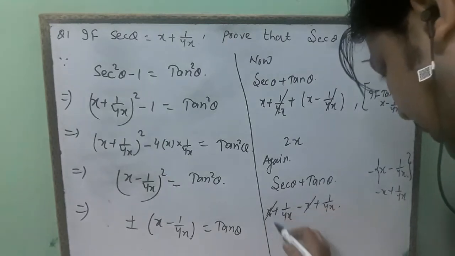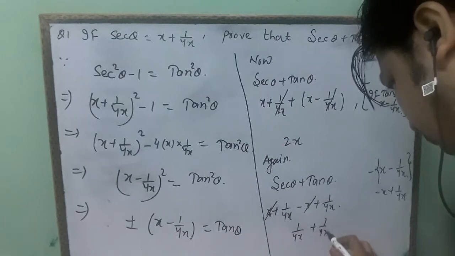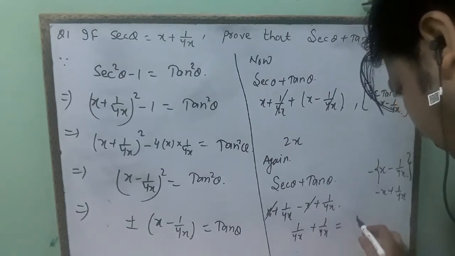This one will be cancelled out. 1 by 4x plus 1 by 4x will be 1 by 2x.